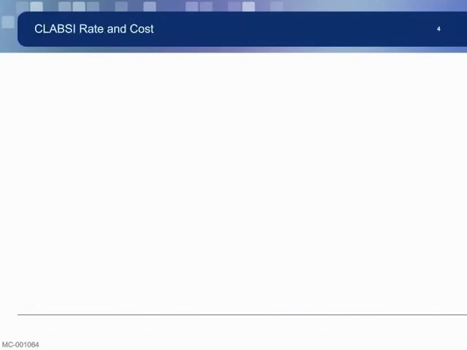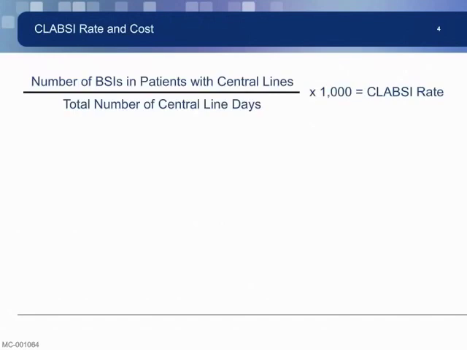How is a CLABSI measured? CLABSIs are measured per 1,000 catheter days. This is a more accurate measure of an infection rate than a simple percentage and removes many variables like dwell time and the number of devices placed. This allows for easier comparison between different units and institutions. This number is generated by taking the number of bloodstream infections in patients with central lines and dividing it by the total number of central line days and multiplying it by 1,000. Using this formula, a CLABSI rate is generated.